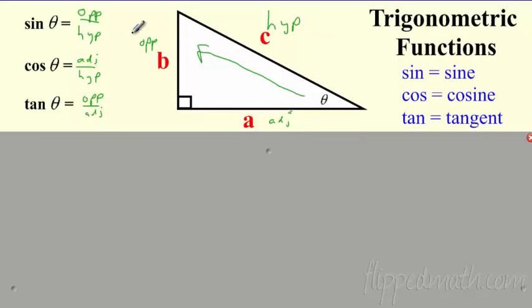In this example here, in my first one, the sine would be what? Letter B over C. This side over this side. The adjacent, this one would be A over C. And tangent would be what? B over A with this picture. So it's always changing depending on what angle we're talking about.